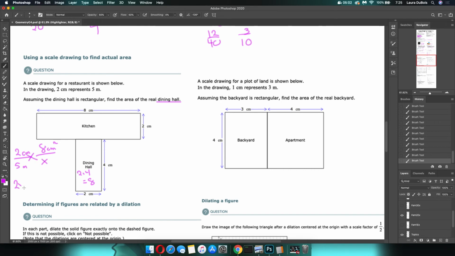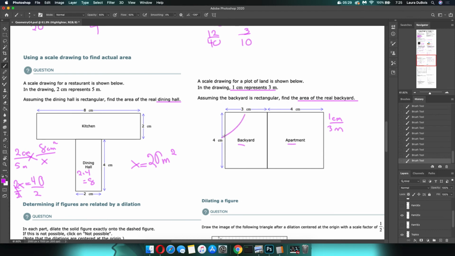So 2x equals 4t, divide by 2, x equals 20 meters squared. That's what you're looking to be doing here. Here, find the area of the real backyard, and there's the important information. 1 centimeter, 3 meters. The backyard is, since when does an apartment have a backyard? How does that logic, anyway? Let's see here, what's the area?